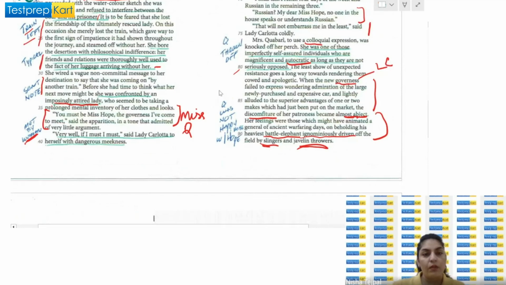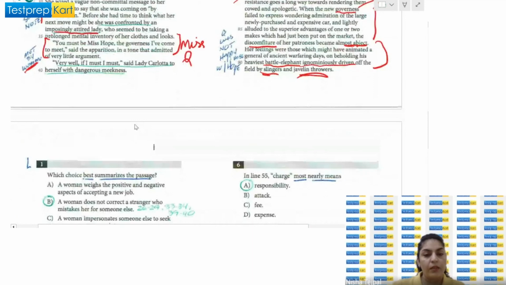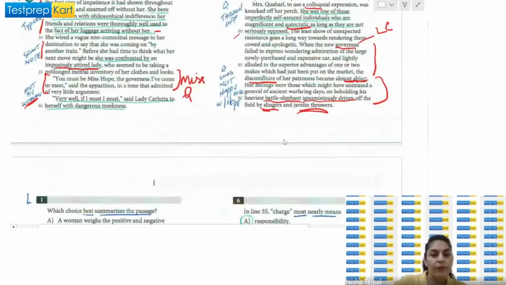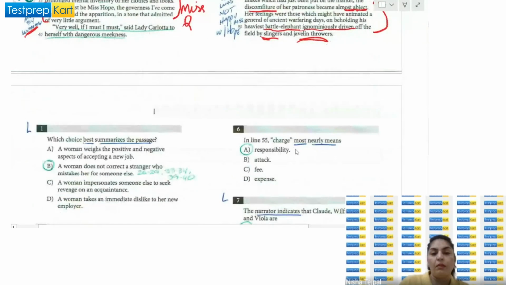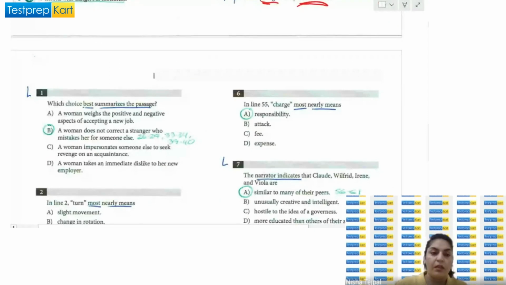26 to 29. Okay. And 39 to 40. Okay. See, Carlotta herself. So we know that, yeah, she has been mistaken. See, here it is written. You must be Miss Hope, the governess I have come to meet. And she answers, yes, I must, said Lady Carlotta to herself. So it is about the identity being mistaken. So we know that this is the right answer. And where it is in these lines, that also we have found.